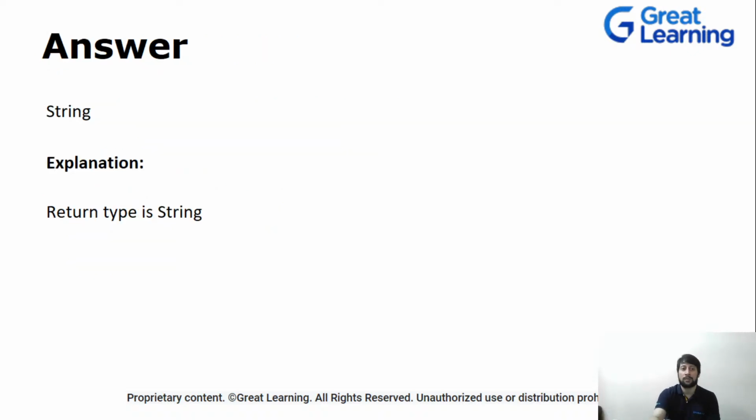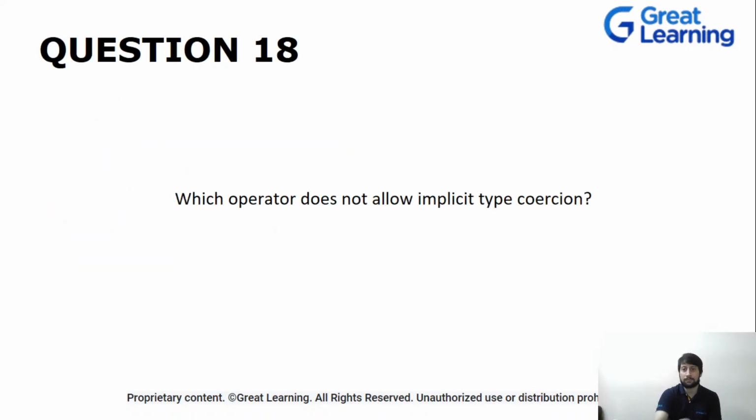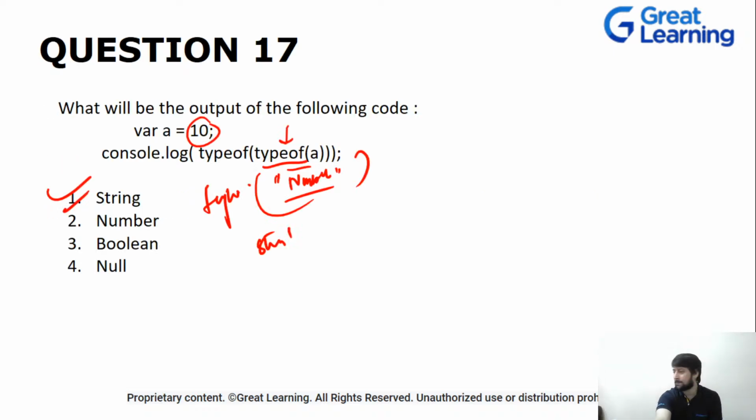Okay, cool. Now, which operator does not allow type coercion? Okay, is this thing clear, guys? What was the question? I hope this is clear. So that is why you will be getting your output as string. Quickly confirm in the chat so that we can move to our last question, and then probably we'll wind up the session. Is this thing clear, guys?